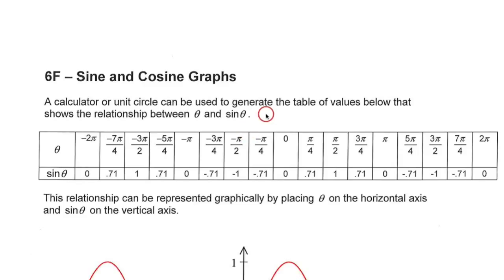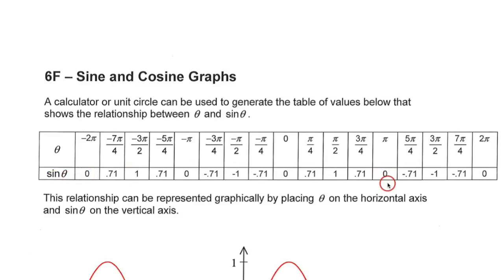Exercise 6F, sine and cosine graphs. What we have here is a table of values. We have angle theta, and that's varying between negative 2 pi and 2 pi. And we take those angles and we work out the sine of those angles in this next row, sine of theta, and you can see the values produced here.